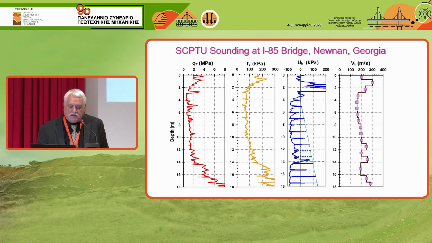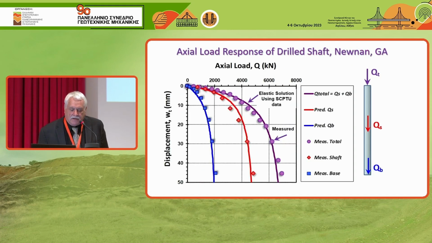Red squiggly lines, the orange and the blue, are used to get the capacity of the pile. And then the shear wave velocity gives me the stiffness along the side of the pile. And now I can compare the lines. The top down loading is purple, and that should match the purple dots. And the red is the shaft response, how much load went into the side friction. And blue is how much load went to the base of the pile.